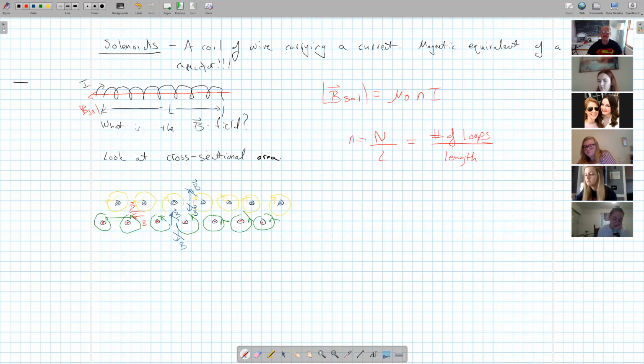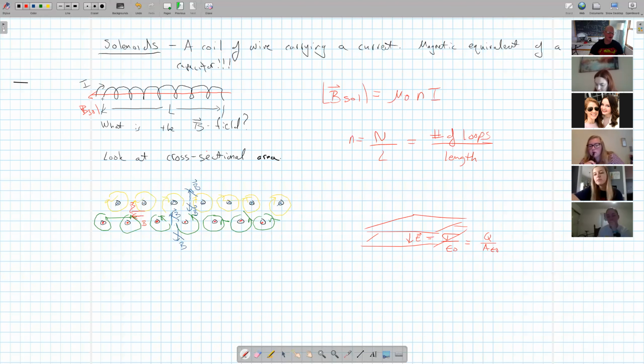So little n here is basically the number density. This is how many loops there are per unit length. Okay. So it turns out that just like a parallel plate capacitor, so remember our parallel plate capacitor, what we saw was that the electric field only pointed perpendicular to the plates themselves, from one plate to the other, and we found that the electric field was equal to a constant, sigma divided by epsilon naught, where sigma, again, was the charge per unit area.